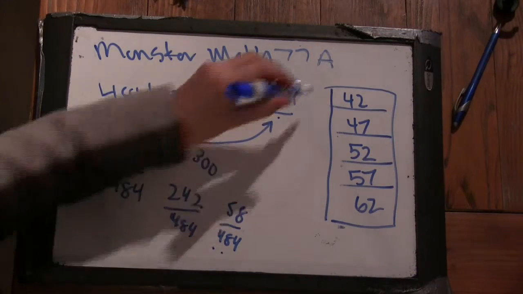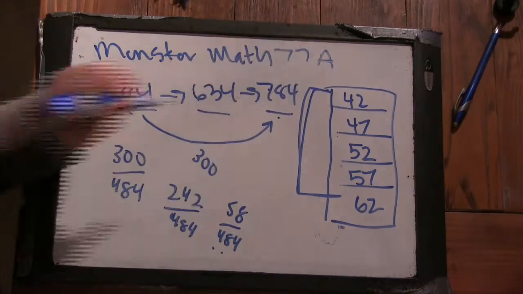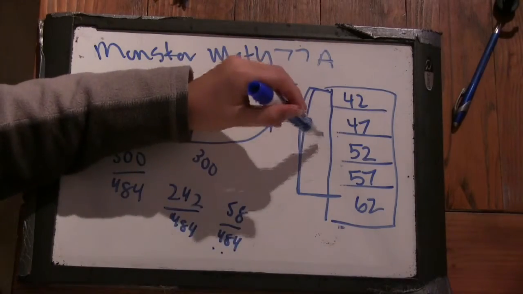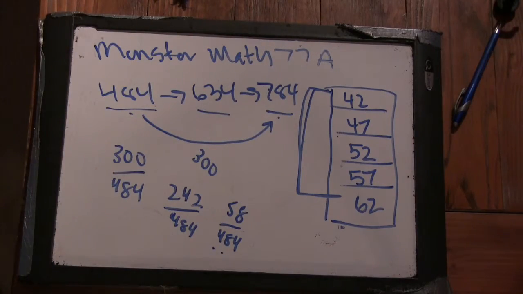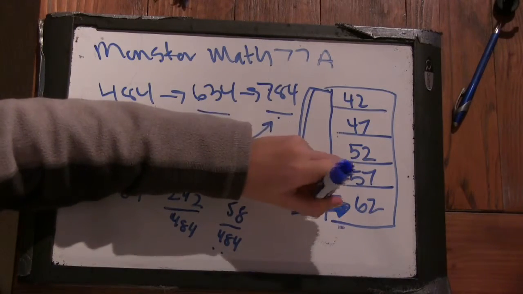So that eliminated these four, because they're all less than a half or less than 10% greater than a half. The only choice remaining is 62.